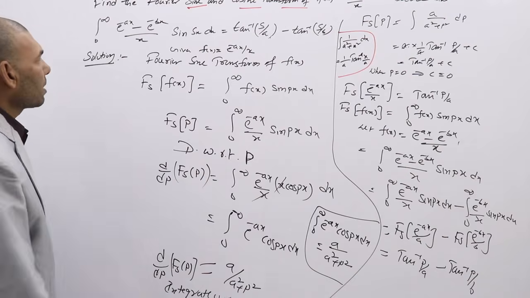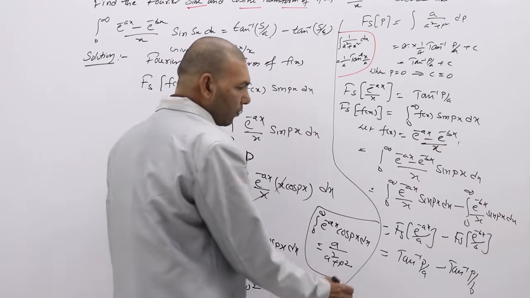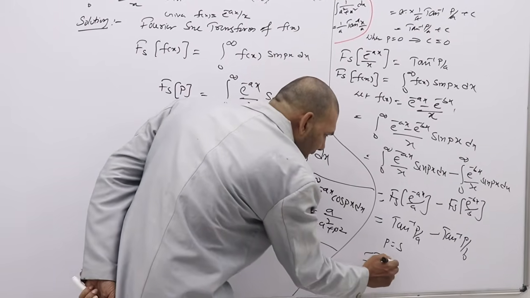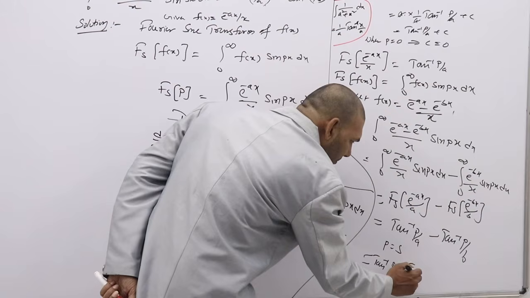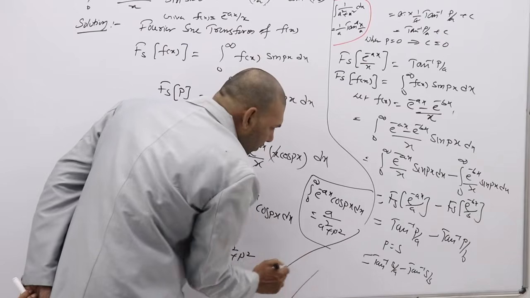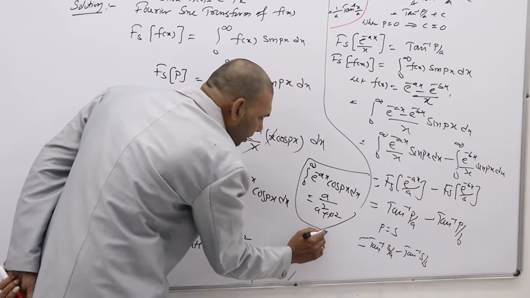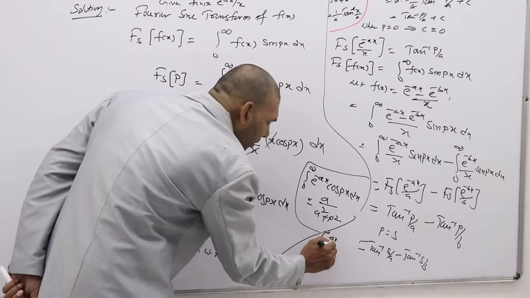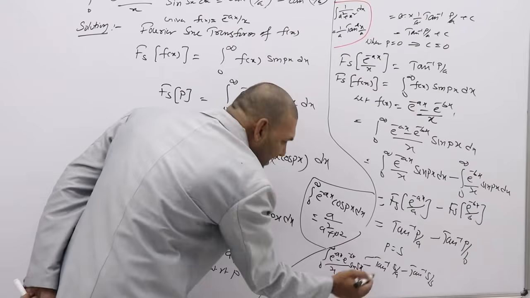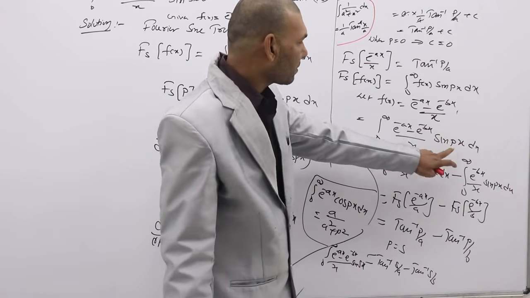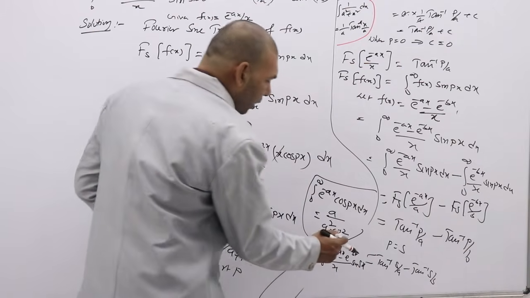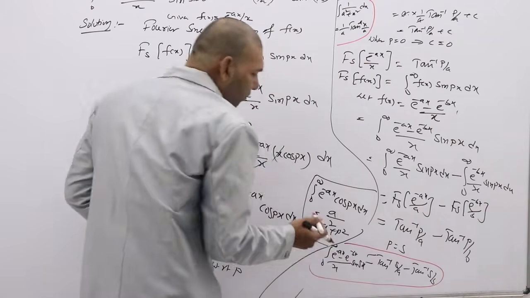Now replace p by s. If you write s in the place of p, you will get the required result, tan inverse of s by a minus tan inverse of s by b, which is equal to integral 0 to infinity e power minus ax minus e power minus bx by x into sin sx. Actually we have sin px; here in the place of p, if you write s, you will get that. This is what we needed to prove for the first derivation.